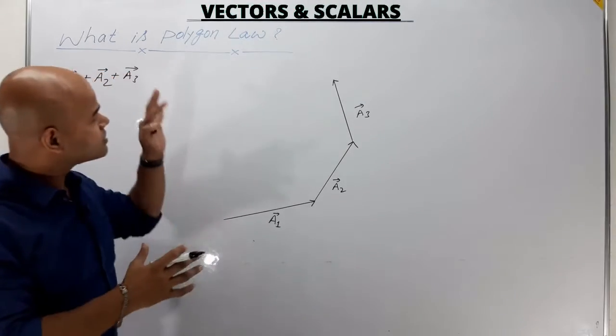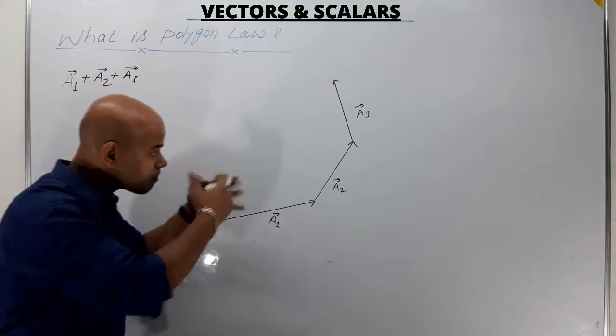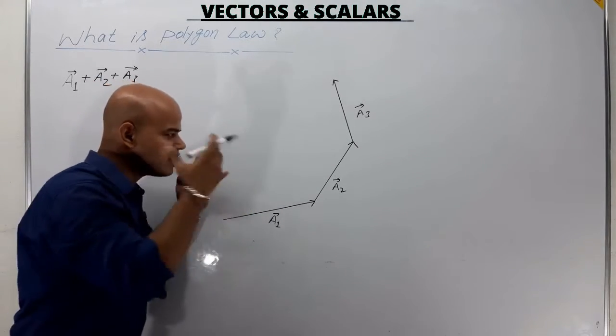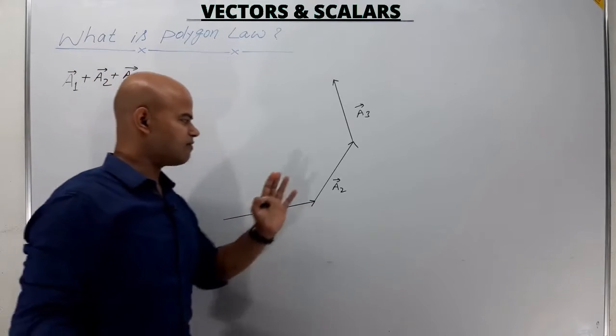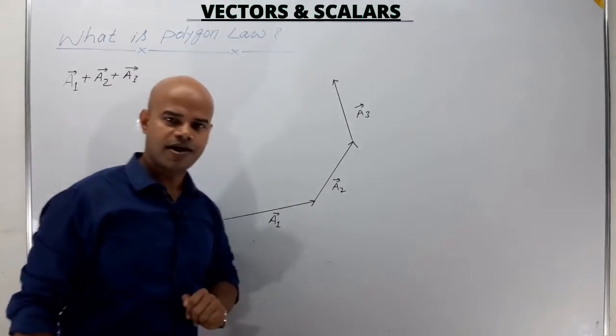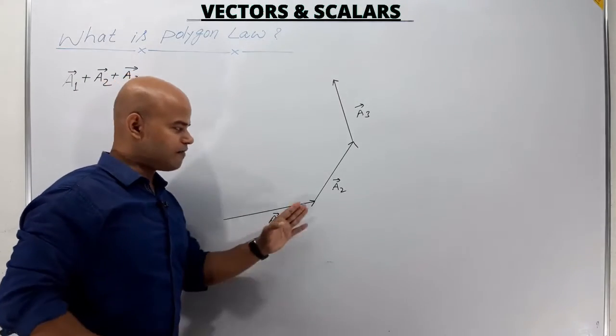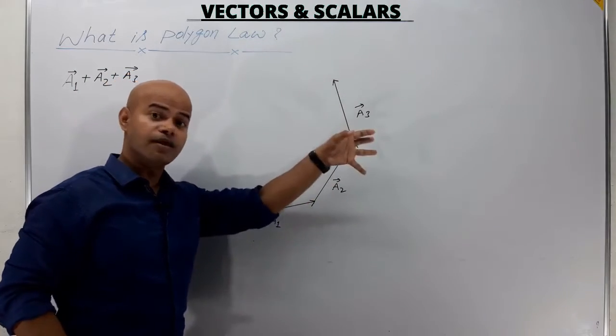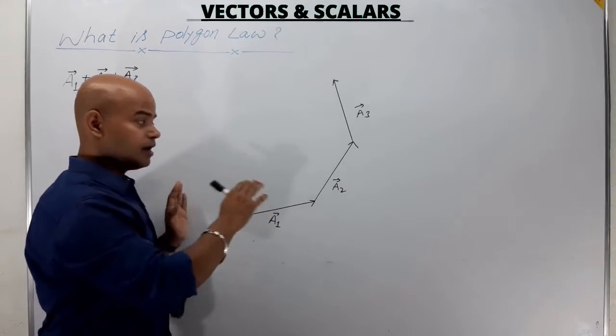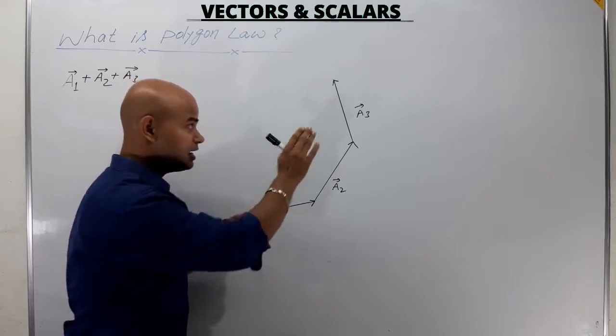So let's try to understand this Polygon law in the process itself while I am adding these three vector quantities, A1, A2 and A3, right? The first thing the Polygon law says is that the vectors must be in the same order, like in this case, tail head, tail head, tail head.